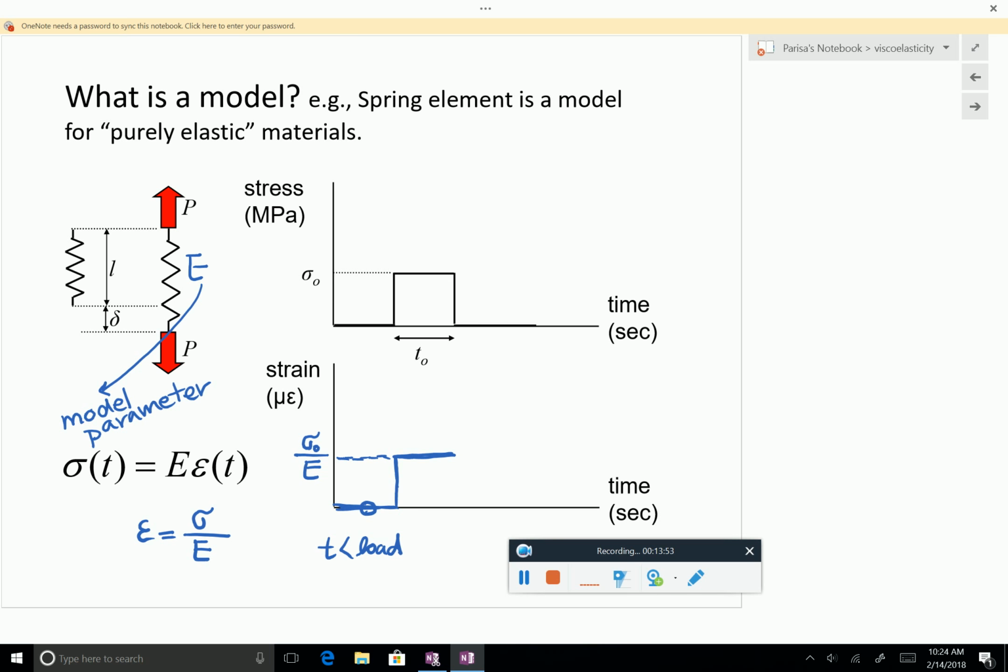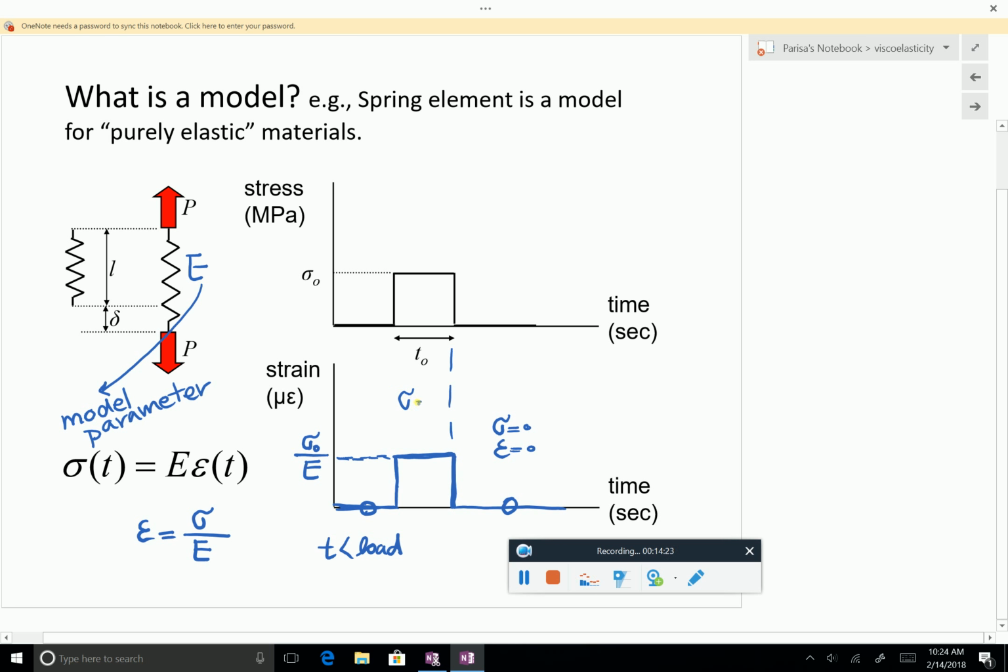Now, in this case, it goes down. We release the load. So at exactly the same moment that we release it, because this material is fully linear elastic, it has to go back to 0. Because the model says epsilon is proportional to sigma. If there is no sigma, there will be no epsilon. So here, sigma is 0, so epsilon is also 0.